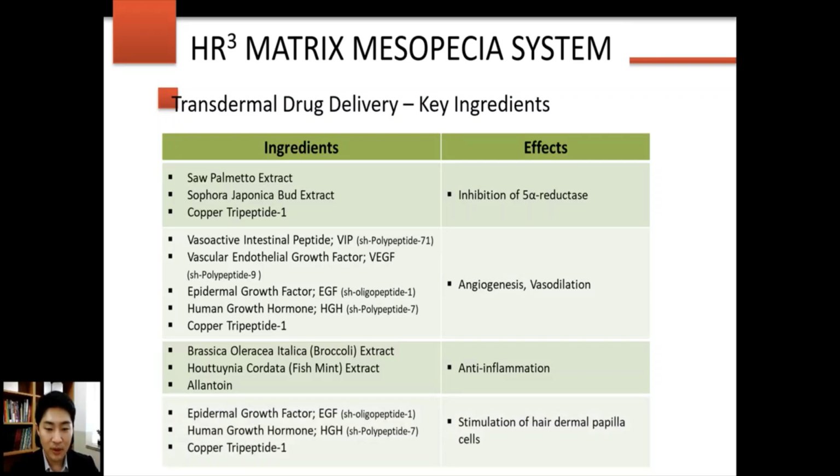EGF, human growth hormone, and copper tripeptide 1 stimulate hair dermal papilla cells. Also, human growth hormone activates stem cells and reproduction stimulation so that we have new tissue reborn.